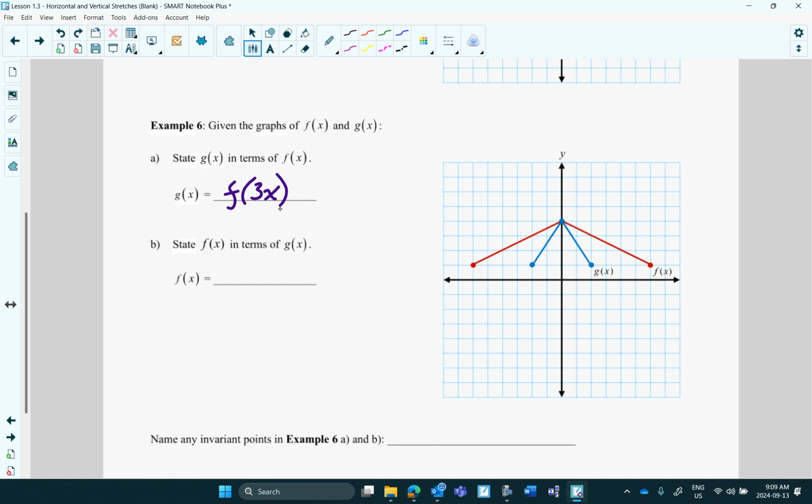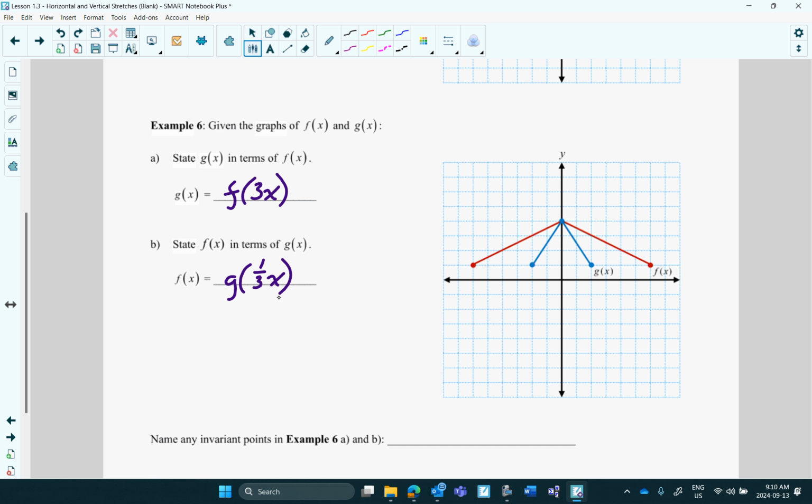How about if we reverse them? We say that g is the original, the blue is the original, f is the new. What do we multiply to get from here to here? X's? 3, but in the equation it goes 1 over 3. Now you're getting it. So weird things happen horizontally. Normal things happen vertically.